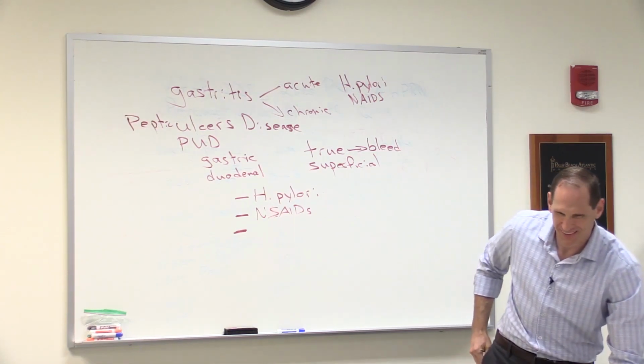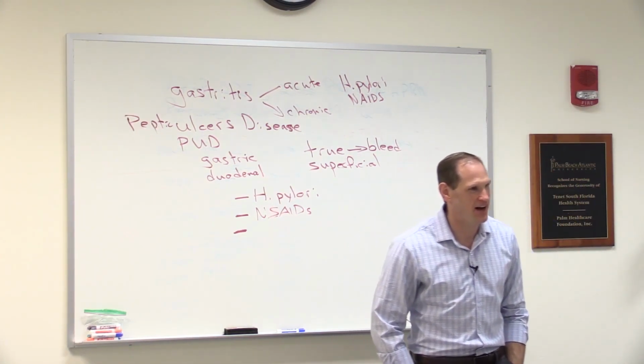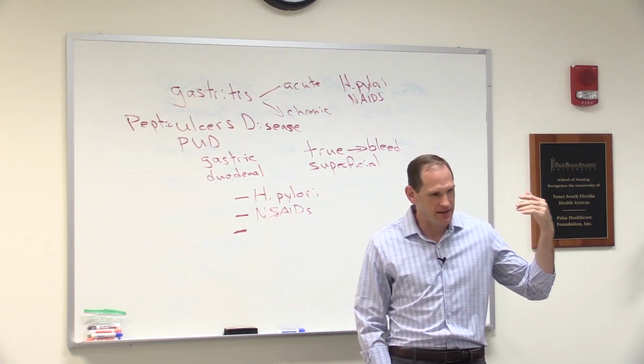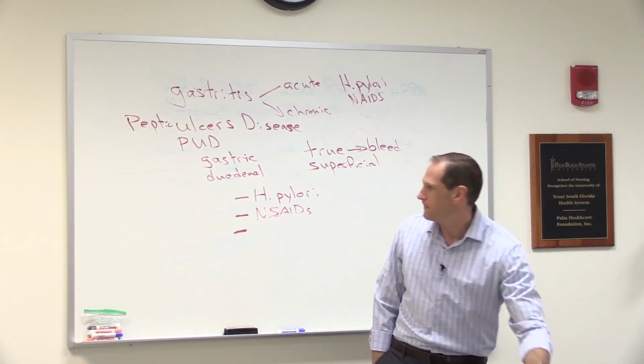So how do NSAIDs cause ulcers? Decreasing gastric mucus secretion. Okay.